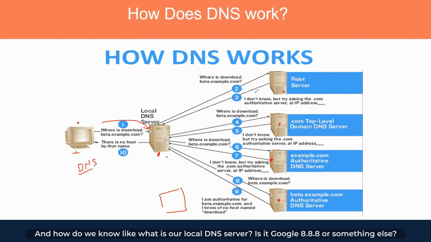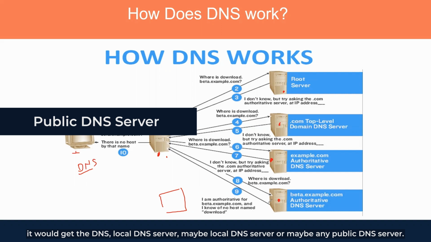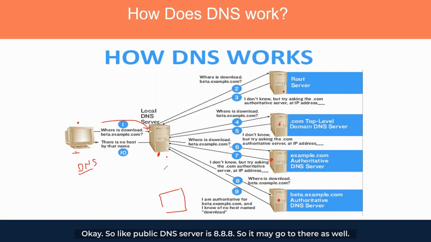And how do we know what our local DNS server is? Is it Google 8.8.8.8 or something else? It would be configured on the system itself, right? On the system where you configure the IP, it would get the local DNS server, or maybe any public DNS server. Like a public DNS server is 8.8.8.8. So it may go there as well.